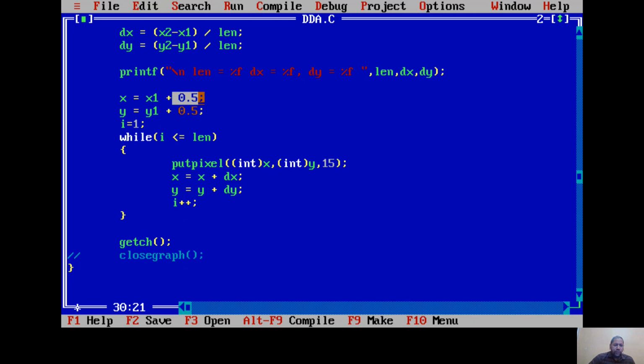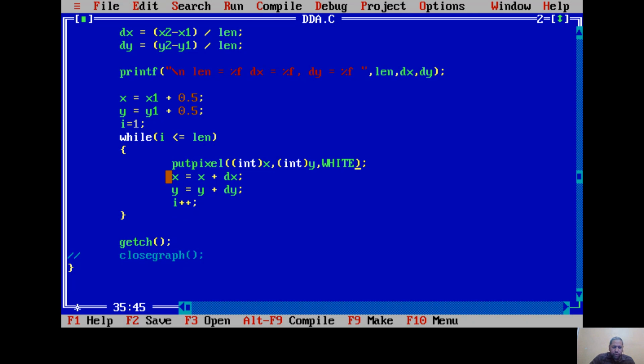As I have added 0.5 to it, it will be a float. So I'm doing typecasting. I'm converting the x into integer, y value into integer, and this 15 indicates the color. So 15 indicates white color. Okay, so this is the color code. I can write 15, or I can write it directly as WHITE. I want to display the pixel with white color, which is equivalent to value 15.